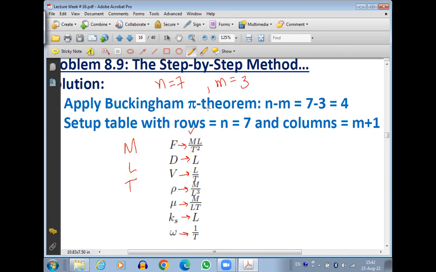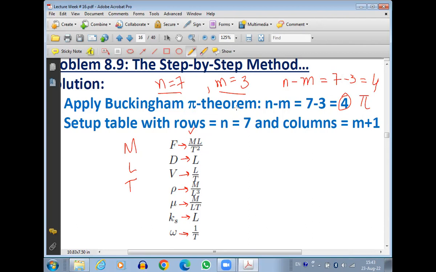Okay. So once I know the basic variables, and we know the basic dimensions, then we can find how many pi dimensionless parameters can be made. The number of pi dimensionless parameters will be n minus m, which is 7 minus 3, that will be equal to 4. So 4 will be the pi variables that will be made by using the Buckingham pi theorem. So that's the first step.